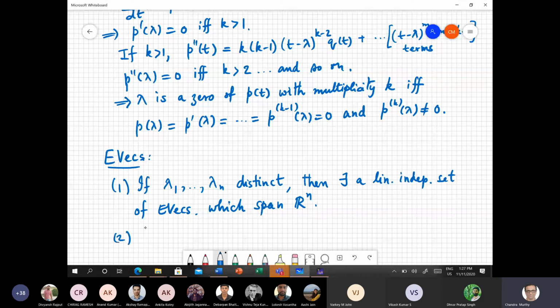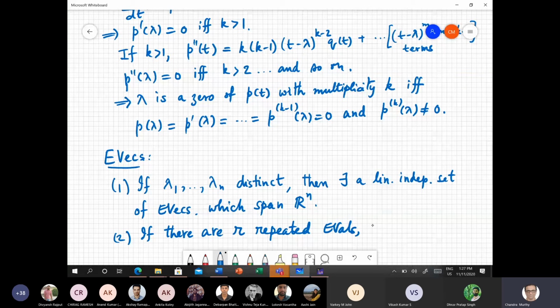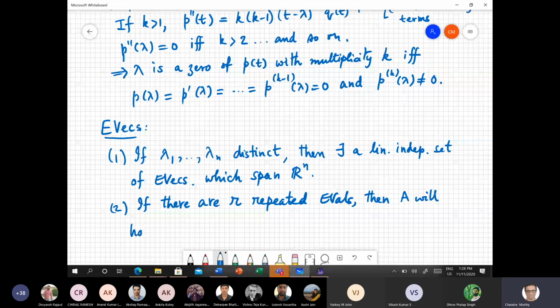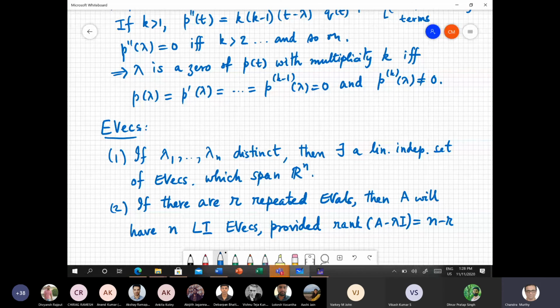The second property is that if there are repeated eigenvalues, then A will have n linearly independent eigenvectors, provided rank of A minus lambda I equals n minus r. Okay, and this should hold for every distinct eigenvalue.